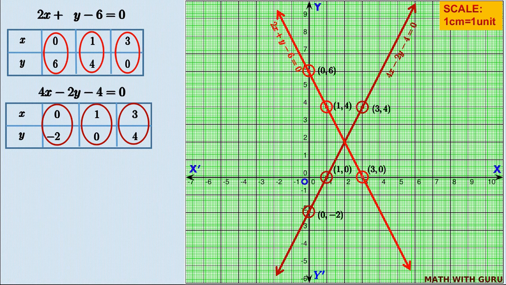This is the graph of 4x minus 2y minus 4 equals 0. Mark the intersecting point. Here is the point. Its x coordinate is 2 and y coordinate is 2. X equals 2, y equals 2. Done. Let us go to the next example.